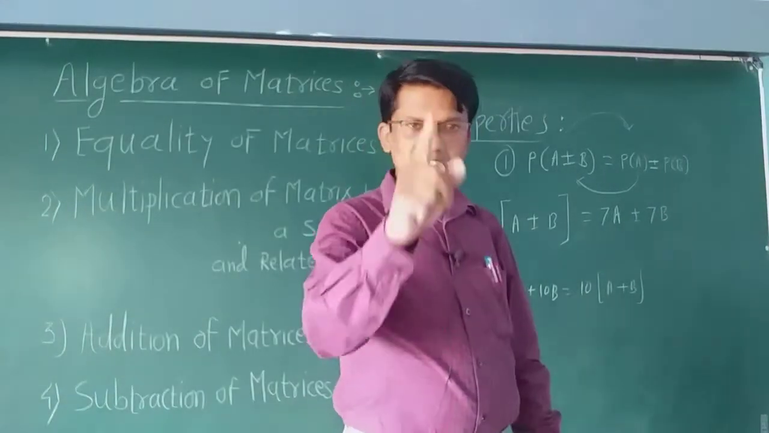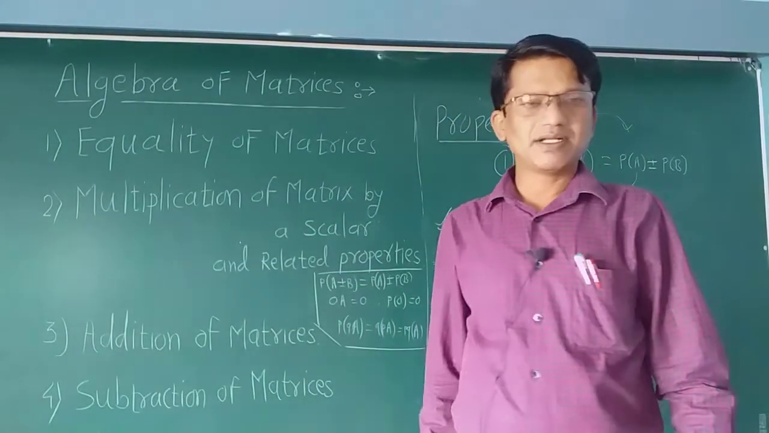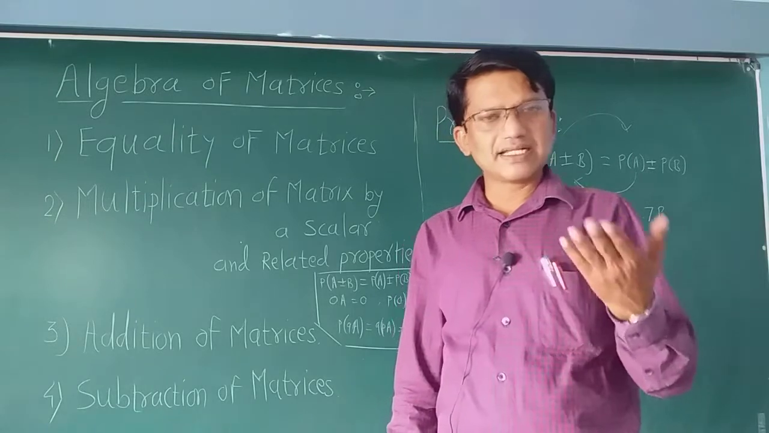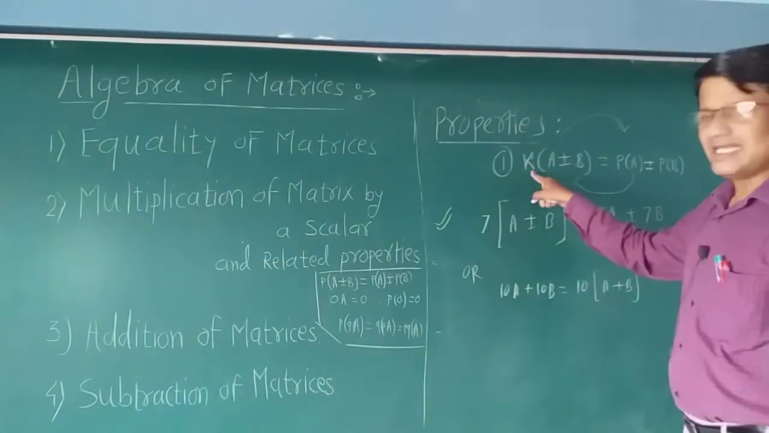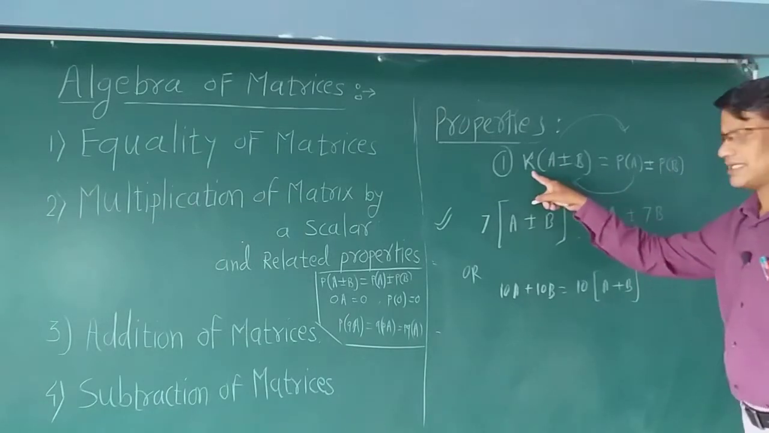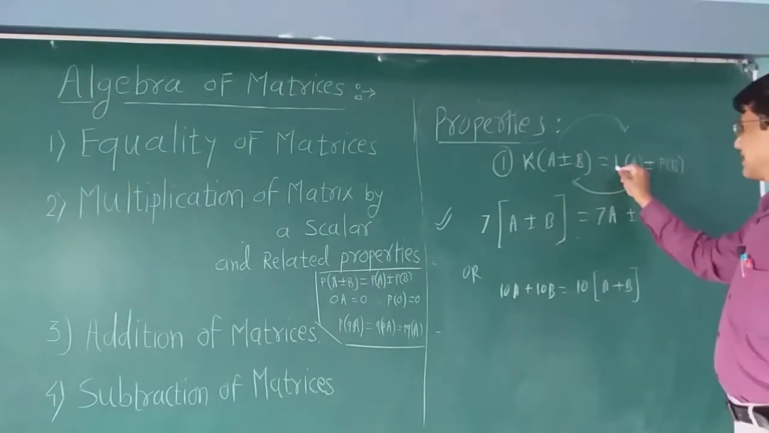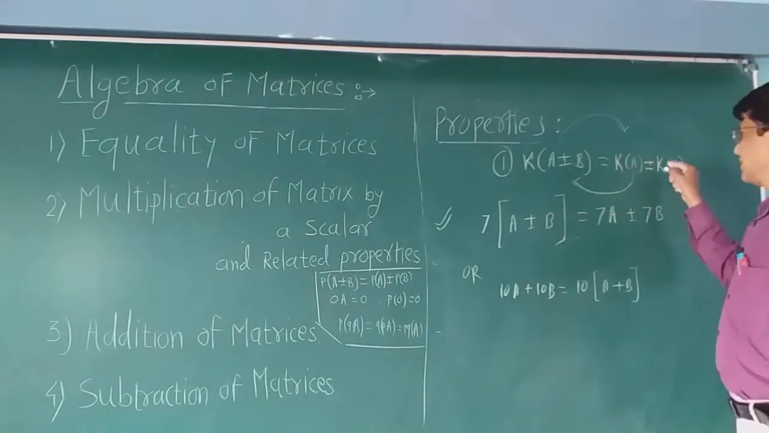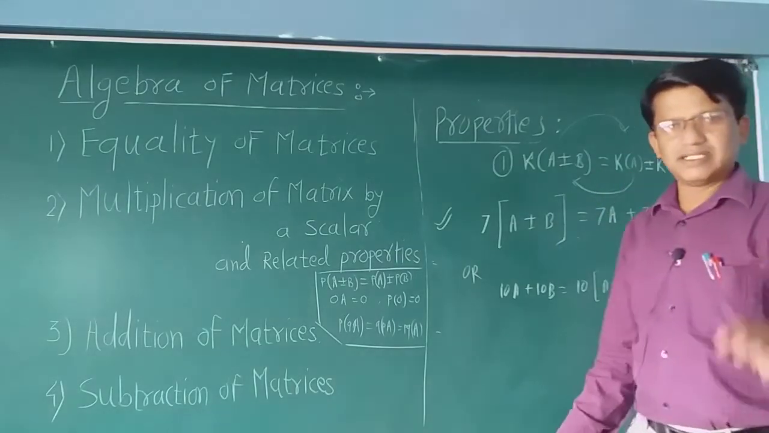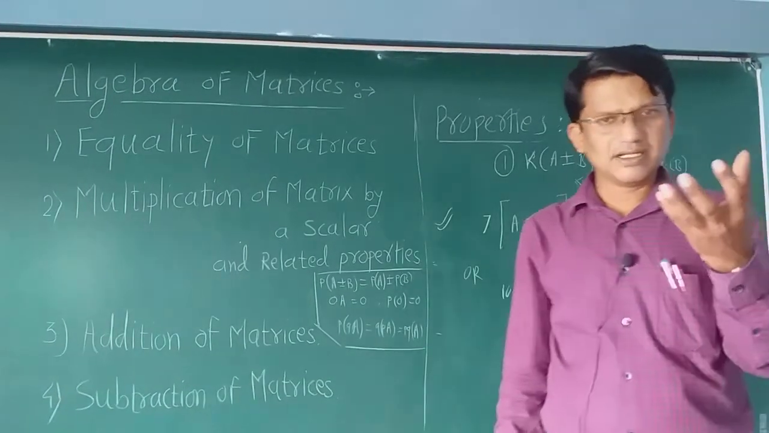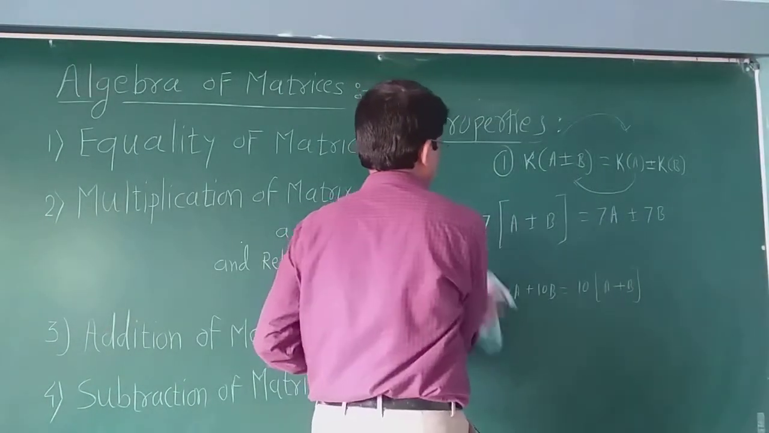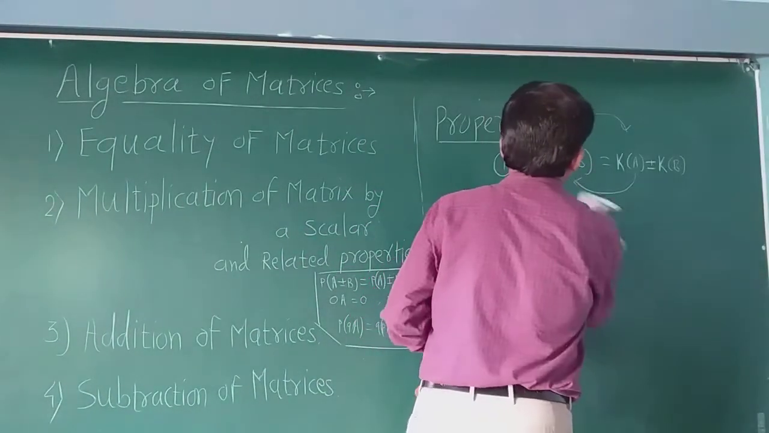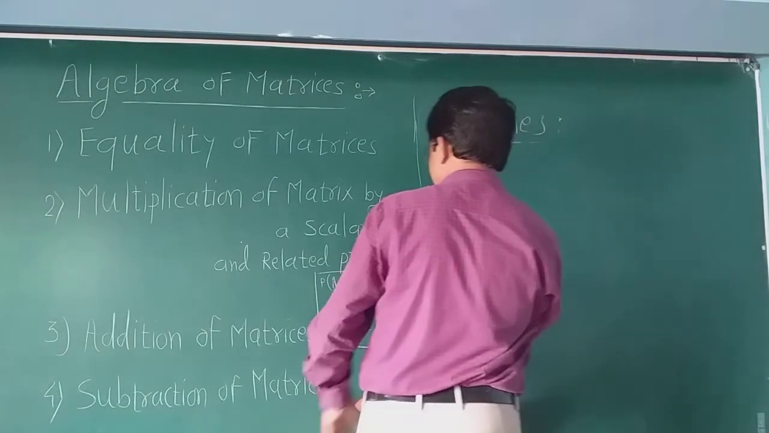In some reference books, some properties are also given, and instead of P there is K written. K is a constant, any number, and K of this we can separate like this. So this is again a property with the same conclusion. Now let us see property number two.